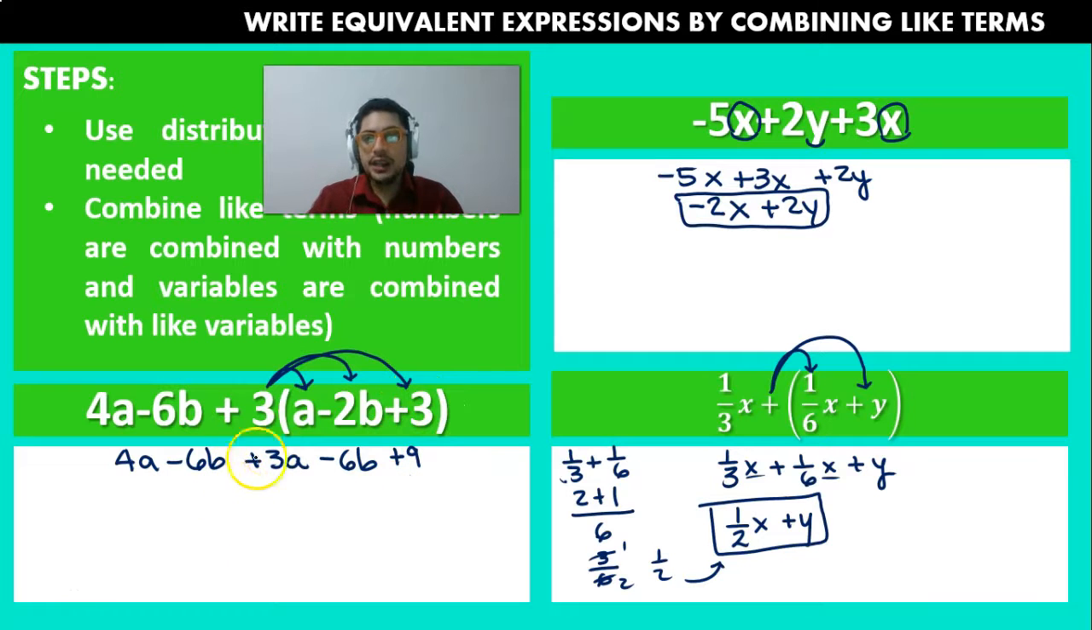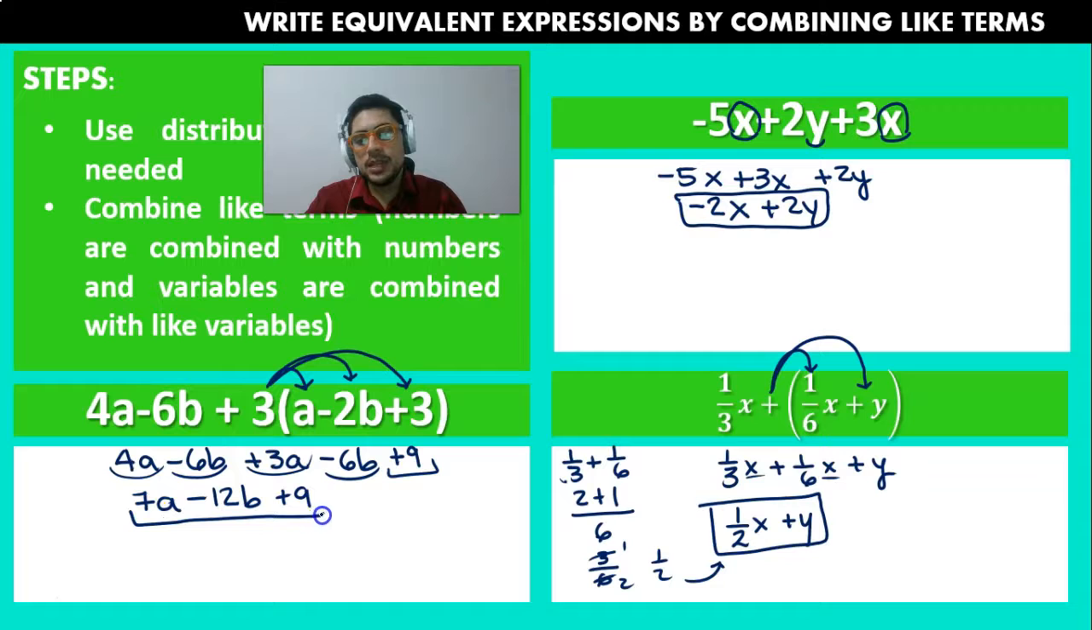Okay, so what are the like terms? 4a plus 3a gives us 7a. Minus 6b minus 6b is going to give us minus 12b, because they have to be added since they have the same sign. And the plus 9 stays alone. And I cannot do anything with that plus 9 because it doesn't have any letter. So I cannot combine it with a or b. And a and b cannot be combined with each other because they are different letters. So the answer would be 7a minus 12b plus 9.